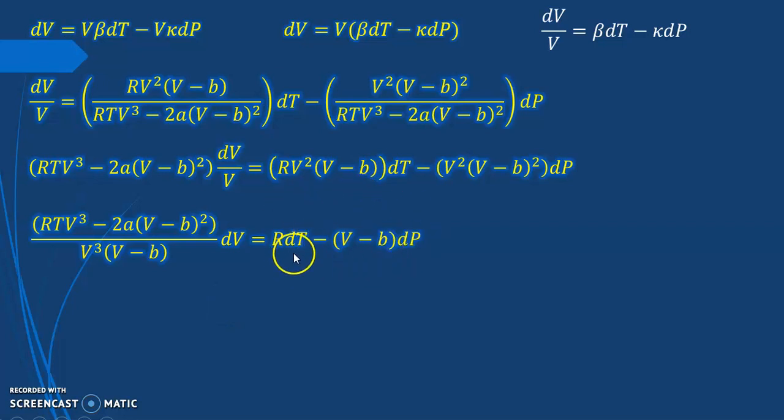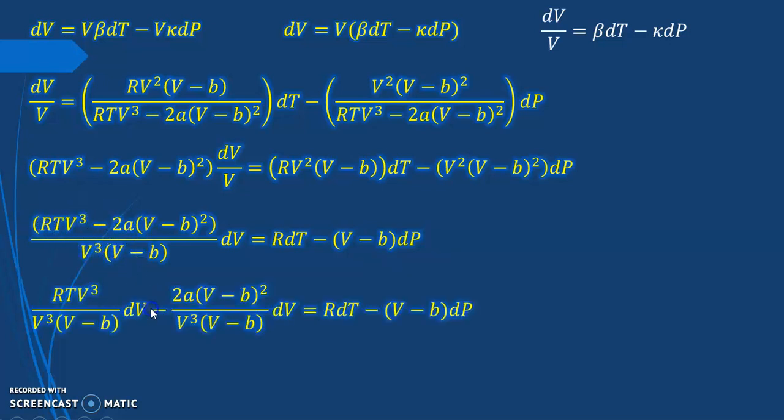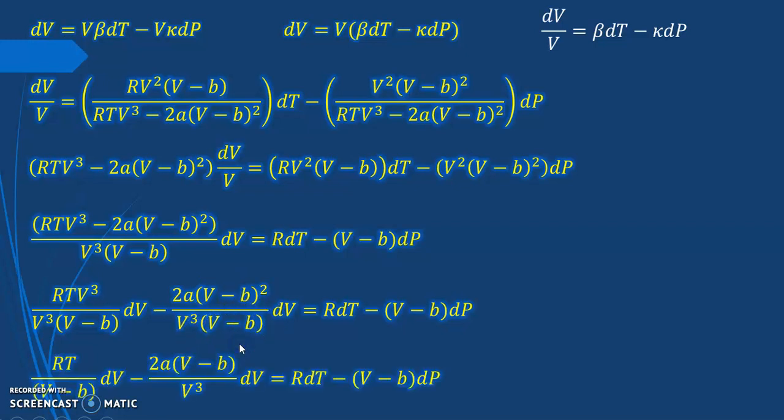So now in the right side we have only these terms, while in this side we have this quotient. So we can separate these terms in two divisions, like this, and simplify terms. For example, this v cubed could be simplified with this v cubed, and this term v minus b could be simplified with this term in the denominator, and finally we'll get this other expression. The right side is exactly the same.